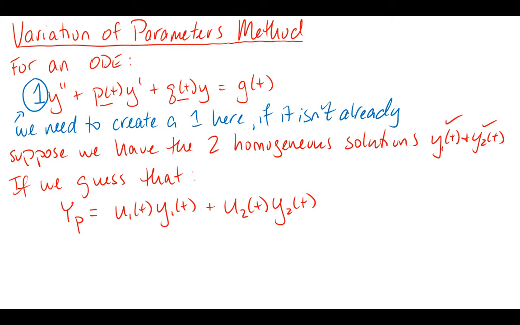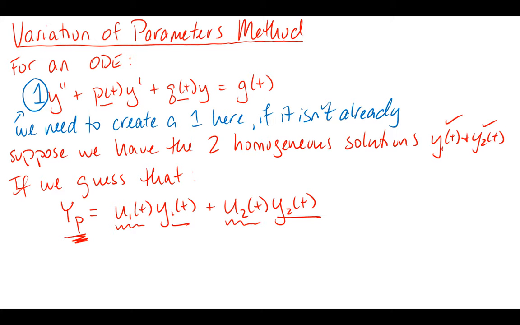Then if I make this guess, what I'm really saying is I'm essentially trying to build up a non-homogeneous solution out of the homogeneous pieces. Now, of course, these u1 and u2 aren't going to be constants, because if they were constants, that would mean they were part of the homogeneous solution. But if I let u1 and u2 be functions, which means they have t's in them, that gives me a lot more freedom to decide what they actually need to be in order to force this to be a solution.